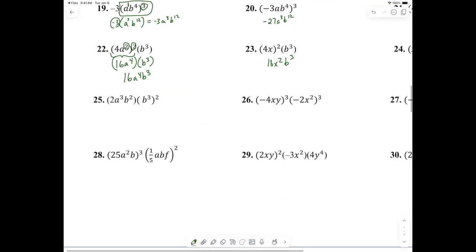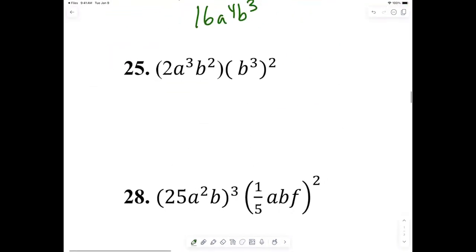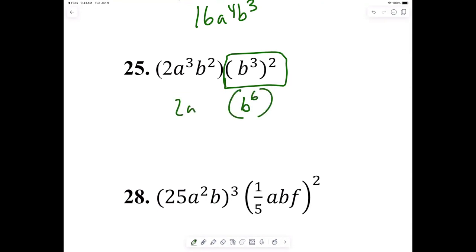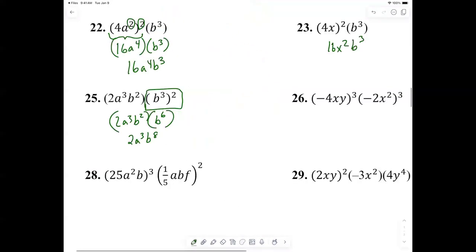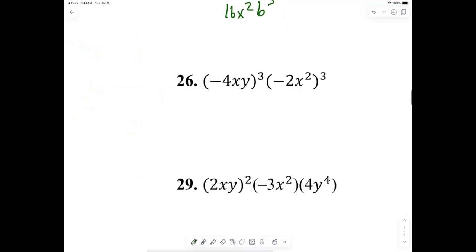All right, let's take a look at 25. All right, so you got to do this one first. You got to do the powers before you do the multiplication. So what is that? B to the 6th. All right. Now what's my final answer? Very good. Very easy if you know the rules.